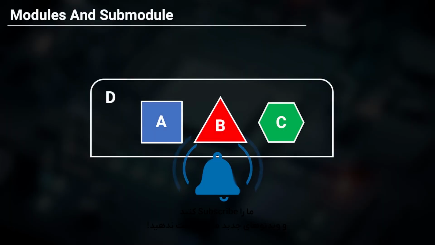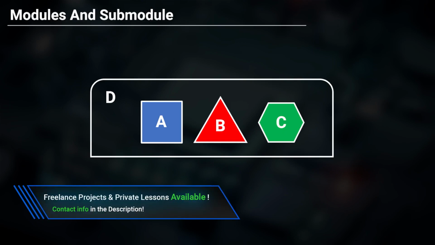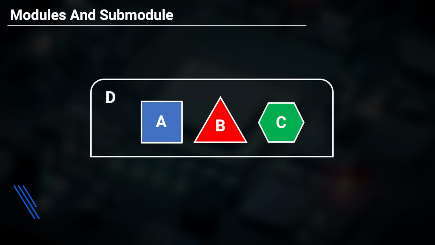As you can see in this picture, there's three different type of shapes called A, B and C that they are all inside D. If we imagine that these shapes are modules, there are three different modules inside another module called D. We call these smaller modules submodules, and the biggest one that contains all the modules inside it, we call it top module. In this example, D is our top module and A, B, C are our submodules.